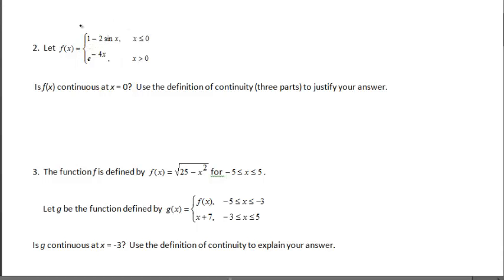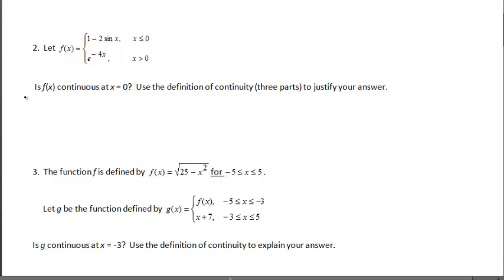All right, well, we know by itself, this piece right here, 1 minus 2 sine x, for every x value that's less than or equal to 0, it's continuous. So there's no concern about this graph being discontinuous anywhere on its restricted domain. And likewise right here for this exponential function, it's always continuous as well, even on its restricted domain. So that's why we're looking at just the bad behavior that's occurring at x equals 0.